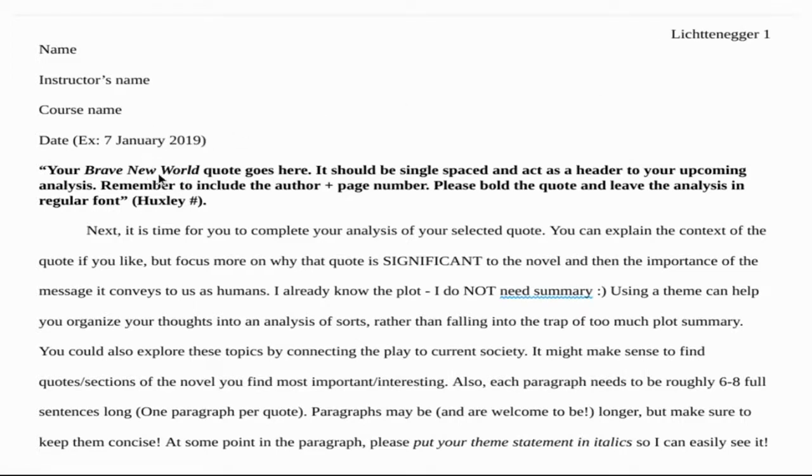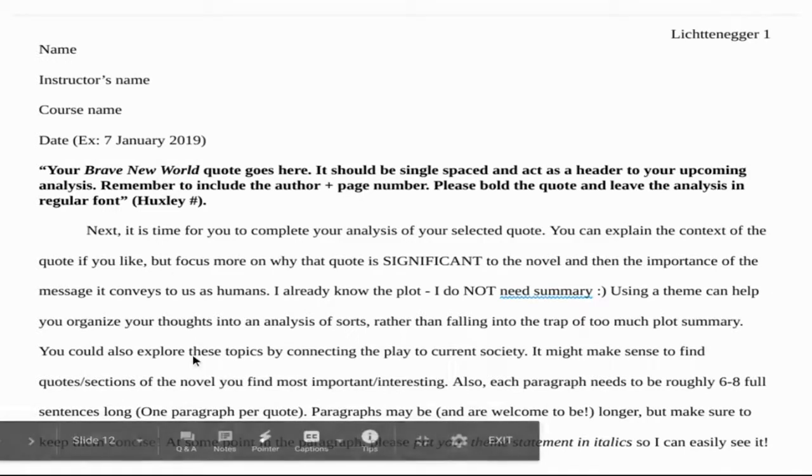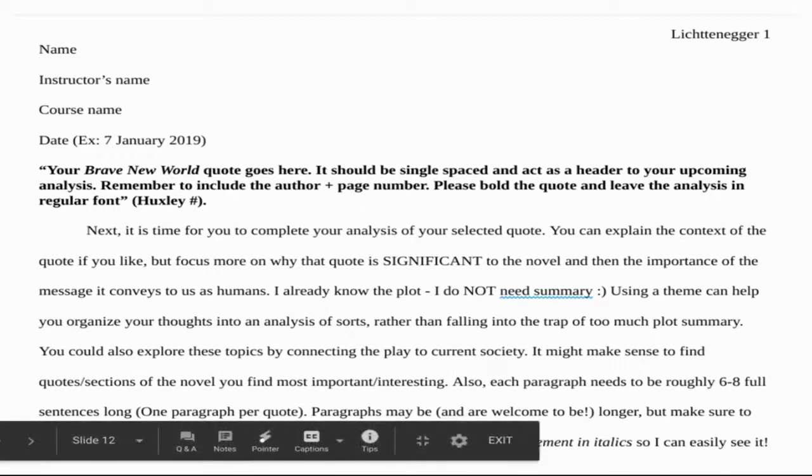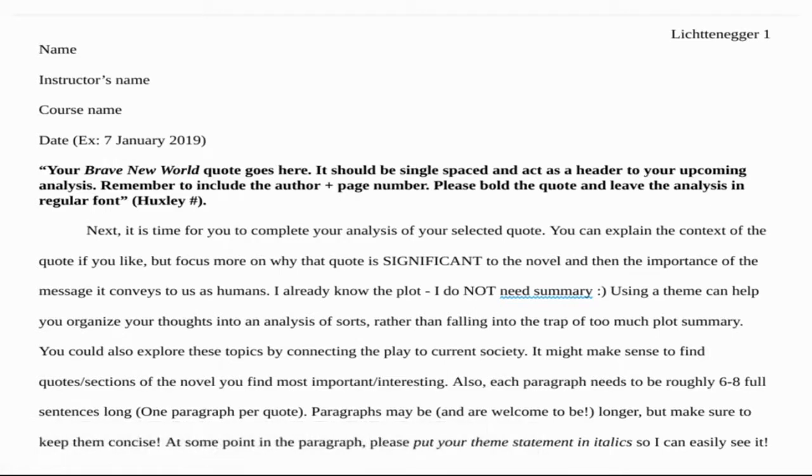The quote is in bold. This is all double spaced. That's what you guys need to do. And this is from the document that you already have, and that's linked here today. But I'm going to go over this in the video in a second, and I'm also going to talk to you guys about the example paragraph in a second.